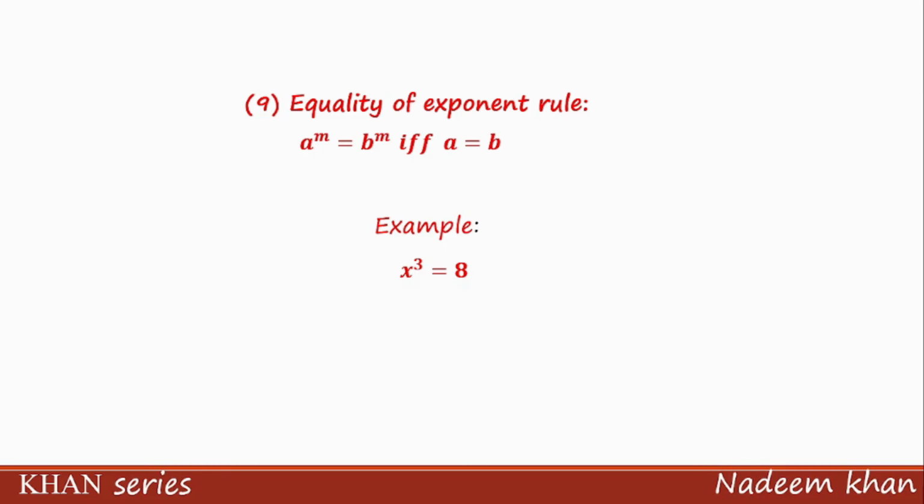x to the power 3 equals 8. x to the power 3 equals 2 to the power 3. We know that 2 to the power 3 equals 8. Since exponents are the same, we cancel the exponent. We get x equals 2.